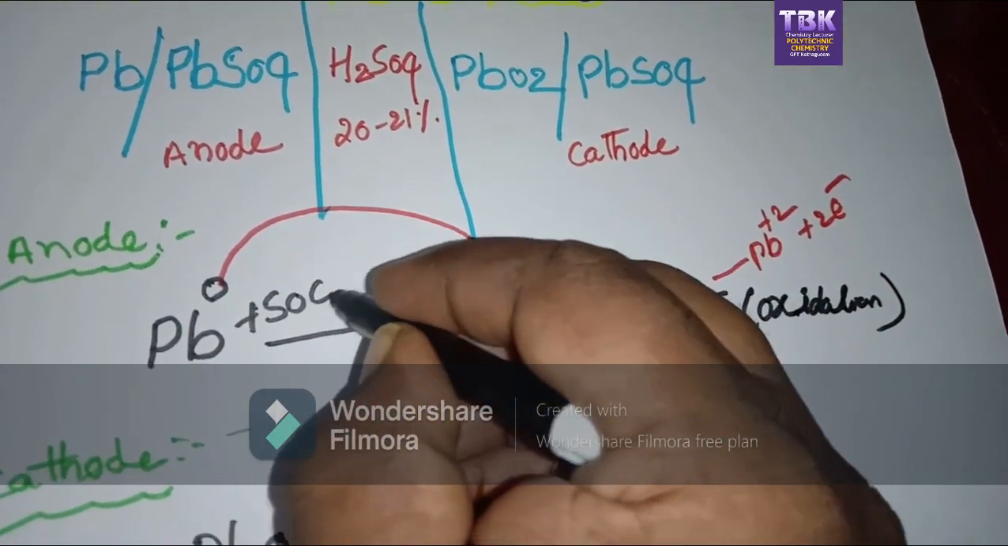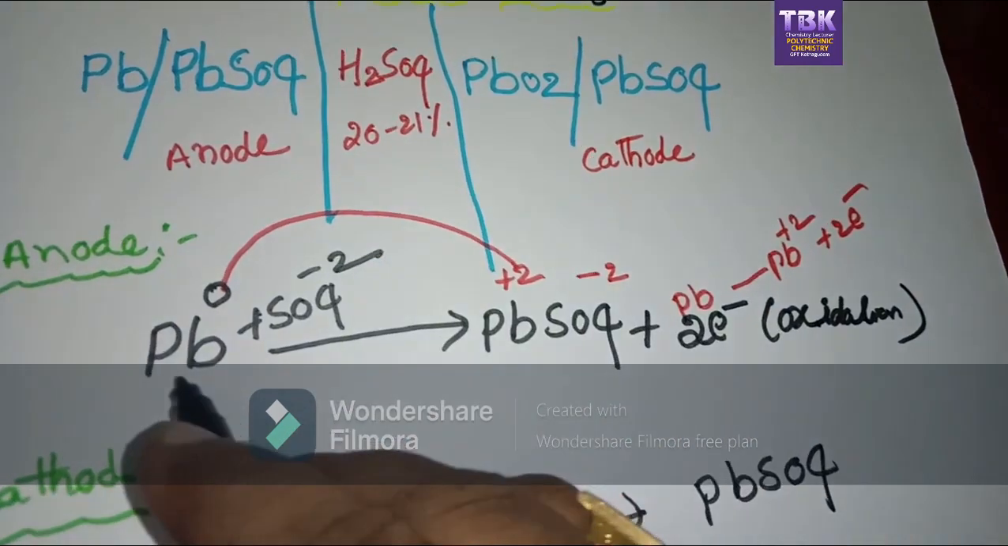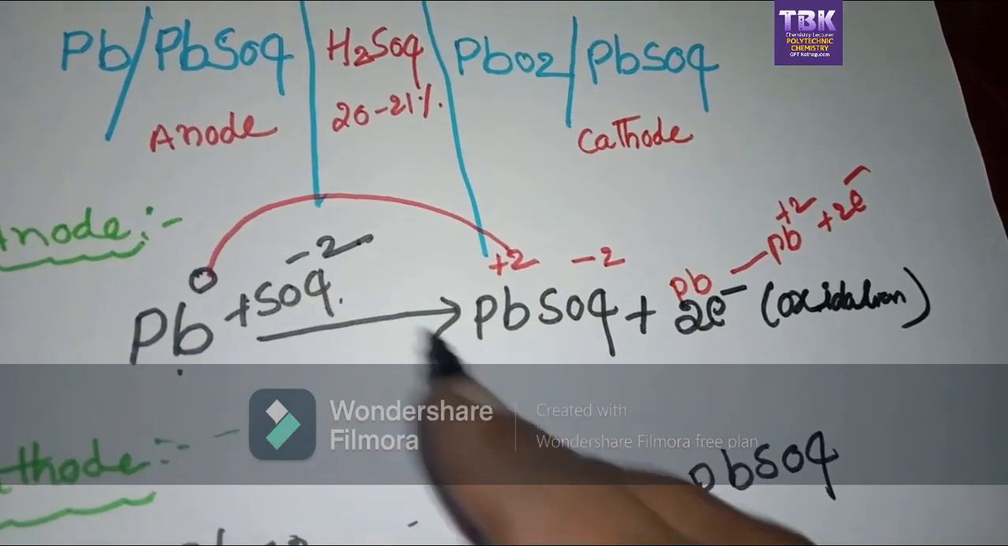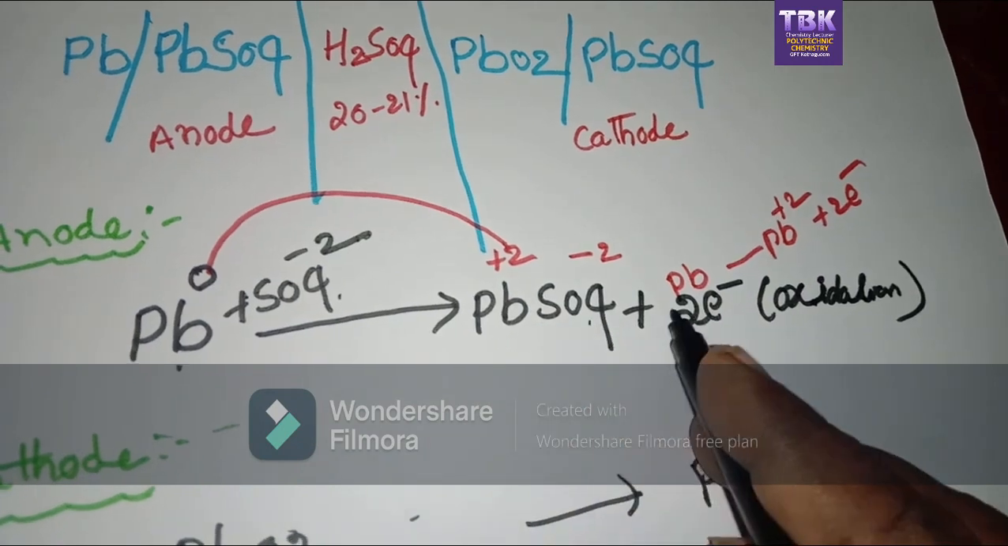SO4 minus 2. So Pb reacts with SO4 minus 2, giving PbSO4 plus 2 electrons.